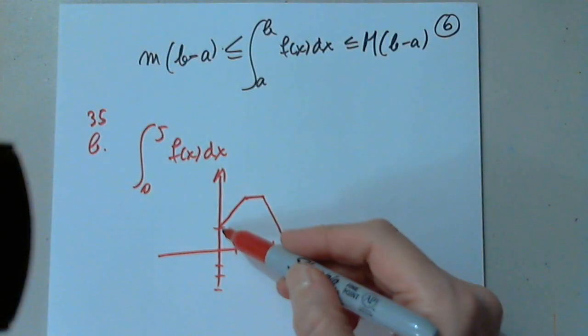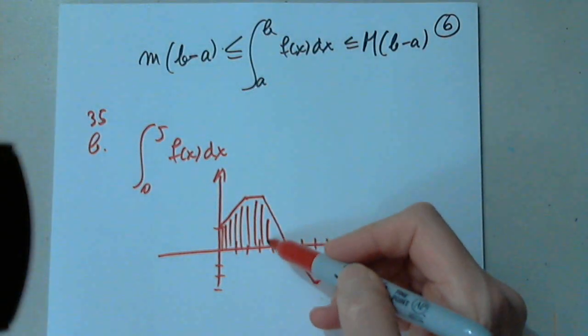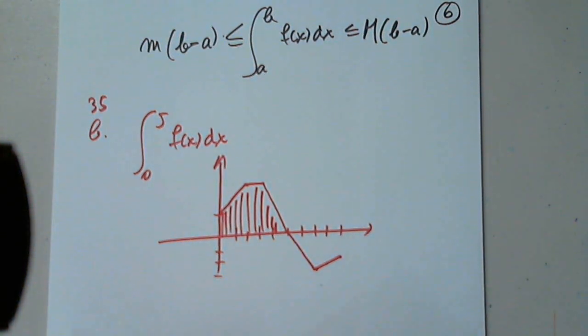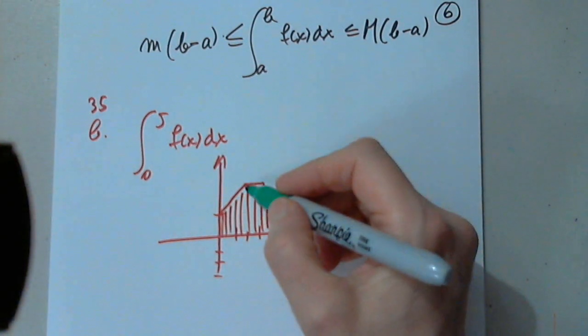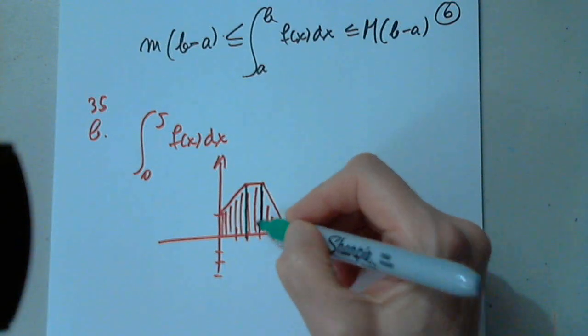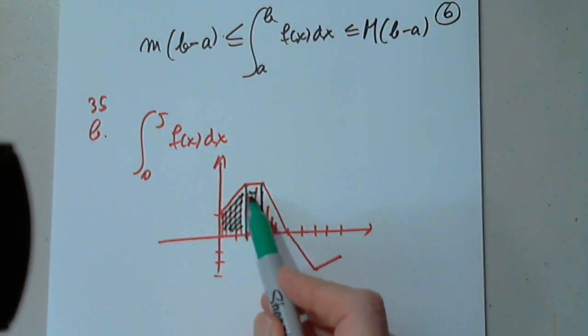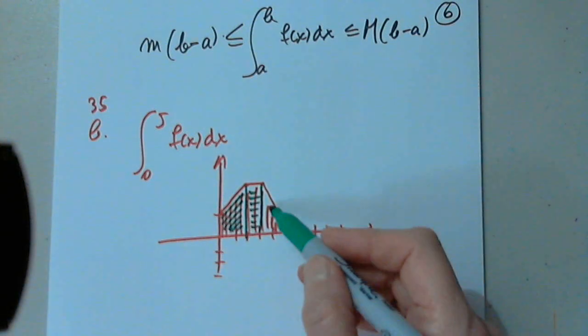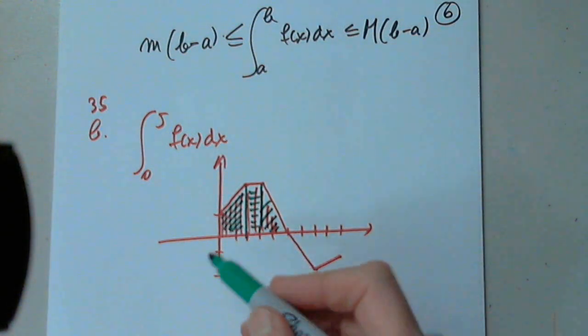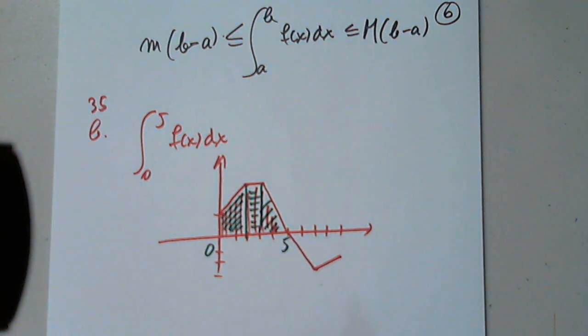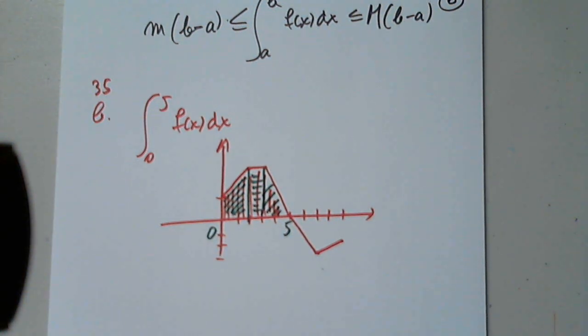Okay, so how will I determine this? Very easy. I can split it in a few pieces. I can find the area of the trapezoid, the area of the rectangle, and the area of the triangle, knowing that this is 0 and 5. And the height again, the height was 3.